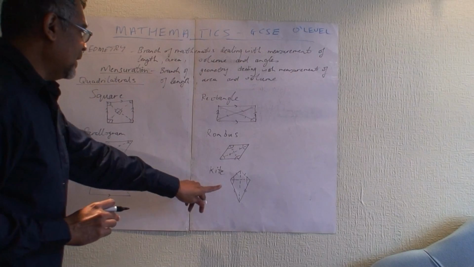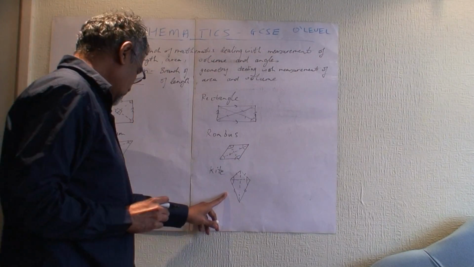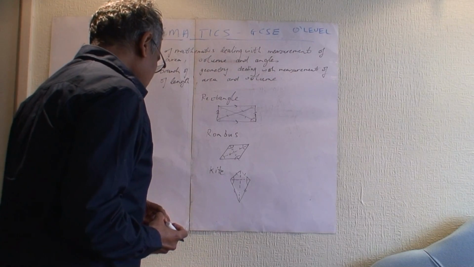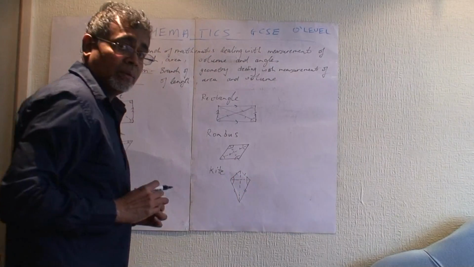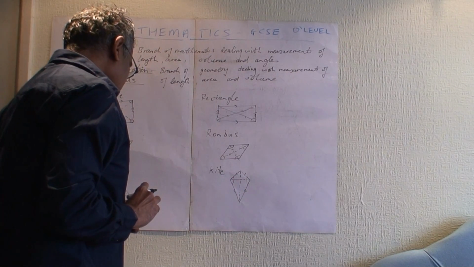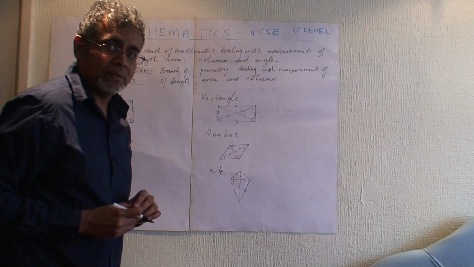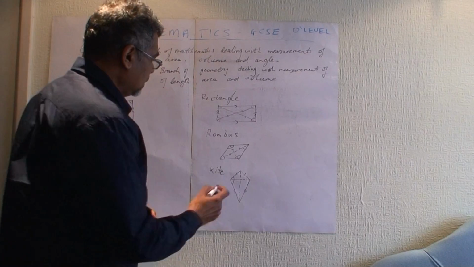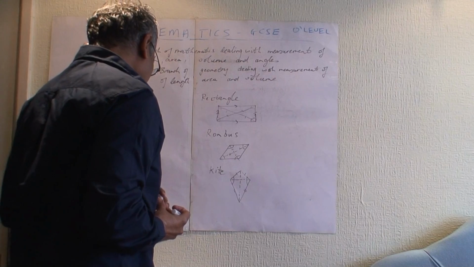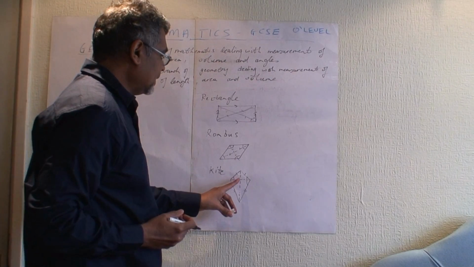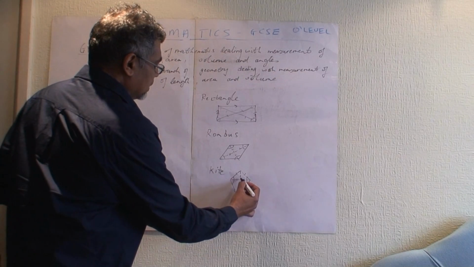The kite is also a four-sided quadrilateral, and it has two pairs of equal sides. This side is equal to that side, and this side is equal to that side. It has one pair of equal angles, just one pair. This angle is equal to that angle. The diagonals bisect each other in the middle at right angles, at 90 degrees.